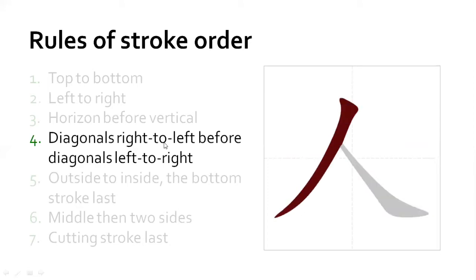Diagonals right to left before diagonals left to right. Right to left diagonals are written before left to right diagonals, just like this character, people, 人.